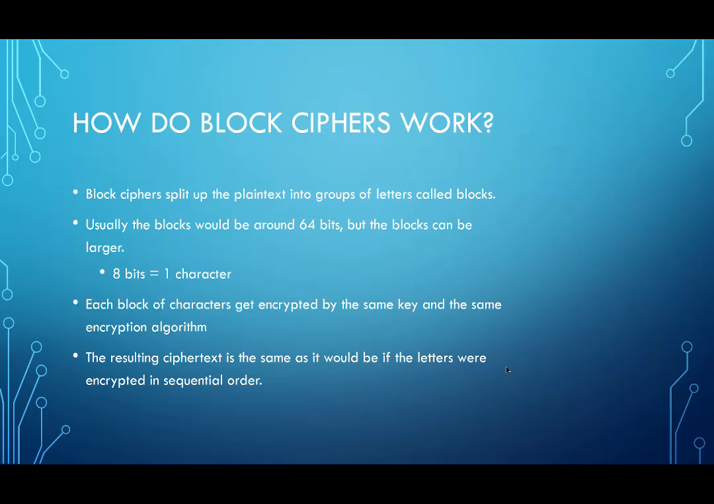Now that we know what block ciphers are, let's discuss how block ciphers work. Block ciphers split up the plain text into groups of letters called blocks. Usually the blocks would be around 64 bits, but the blocks can be larger. For example, 8 bits is equal to 1 character. Each block of characters gets encrypted by the same key and the same encryption algorithm. The resulting ciphertext is the same as it would be if the letters were encrypted in sequential order.